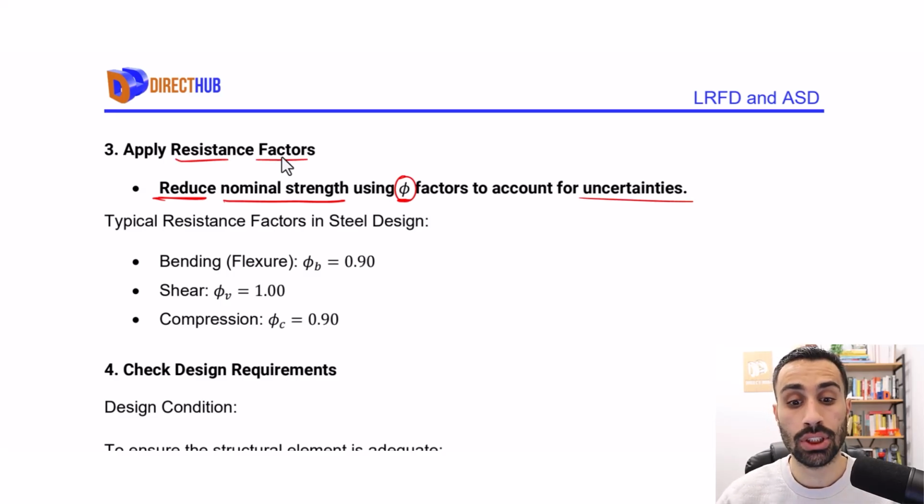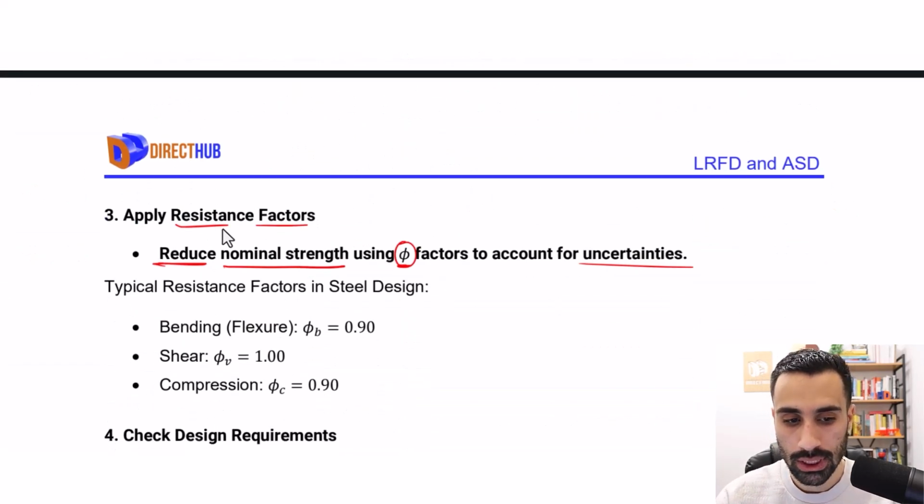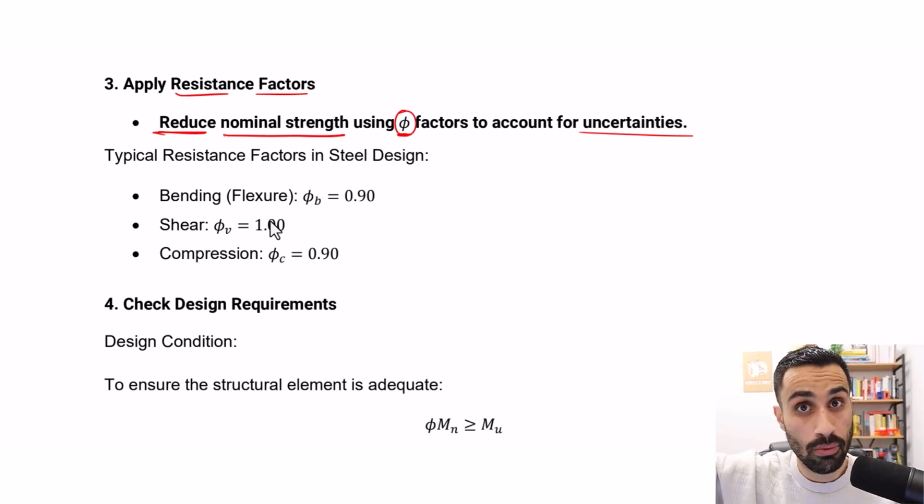So we're accounting for uncertainties, we're considering probability, and we're going to apply that phi factor by reducing that nominal strength. So here, if we calculate a nominal strength, we're like, okay, that's nominal, that's perfect conditions. I want to reduce it more. I want to be more on the safe side. So I'm going to apply resistance factors. So typical ones for steel design. Concrete design has its own. We know it's in the handbook. We apply equations. Keep in mind, we can use this for concrete as well. Concrete only uses LRFD, so we must know that too.